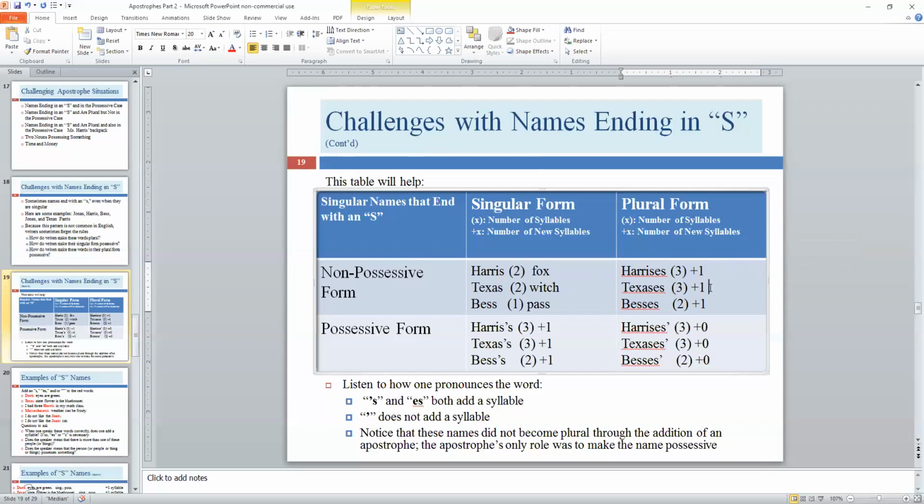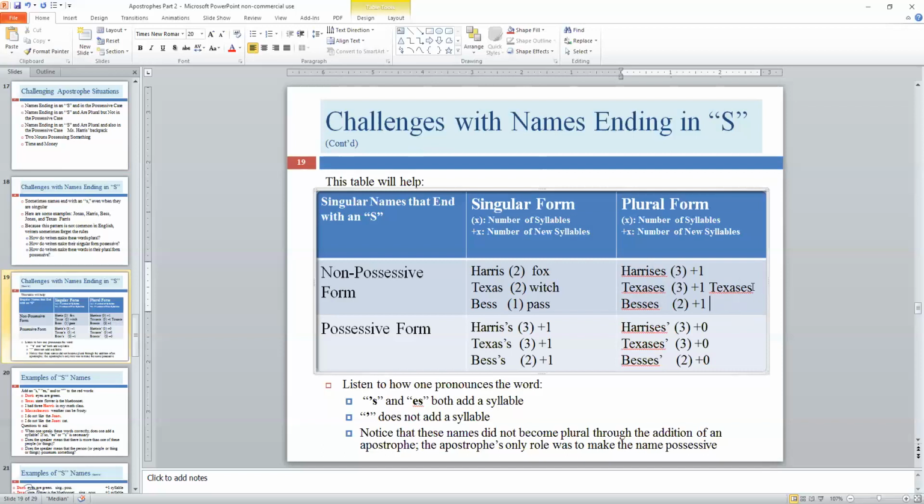Let's look at Texas. Of course, there's only one Texas, but if there were more than one Texas, we'd go from Texas to Texases, right? We'd have three syllables, Texas-es. Bess, let's say there were four Besses in our class. Besses, two syllables. We go from one syllable to two syllables. We add a syllable, so we have to add the ES.